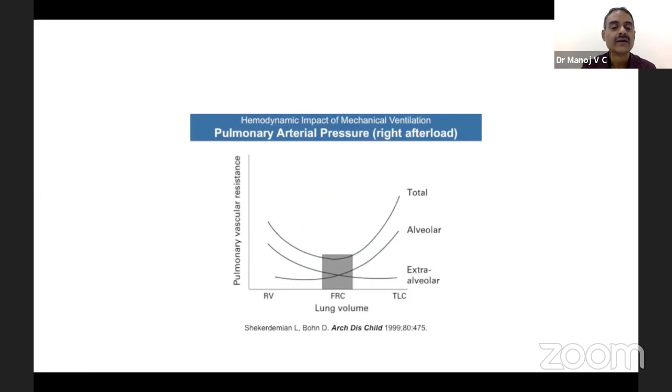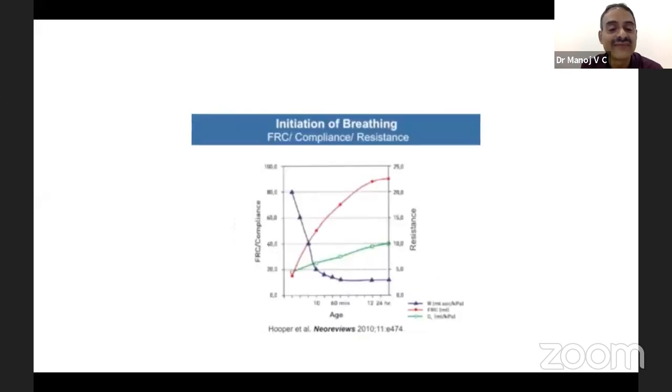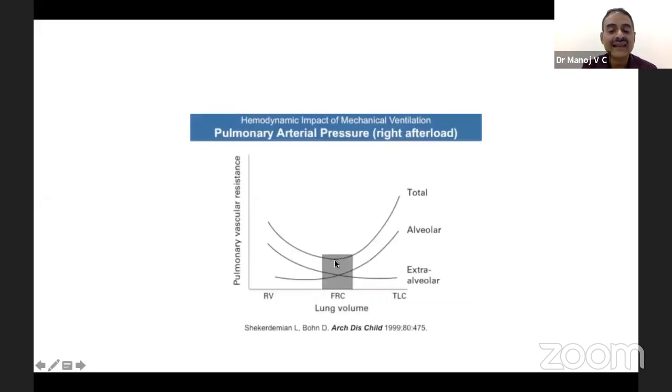Okay. So, the hemodynamic impact of mechanical ventilation is profound. The transpulmonary pressures and the lung volume changes are going to affect other parameters as well. You know that the lung volume is kept at adequate pressure, but when you do this, the pulmonary vascular pressures and the systemic vascular pressures are going to get affected by this.